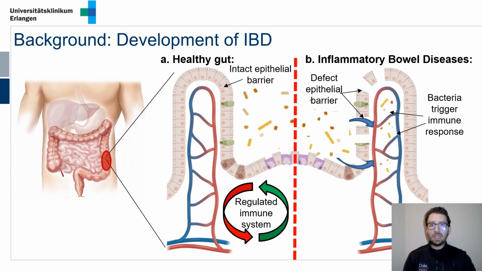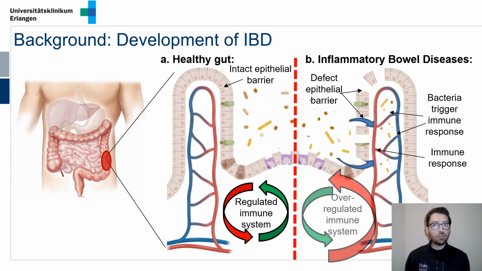However, in IBD, this immune response can be overregulated, which leads to collateral damage of the immune cells to that epithelial barrier, which then leads to more influx of pathogens, triggering the immune cells even stronger, which then causes this vicious cycle of ongoing inflammation. And that is really at the core of IBD.